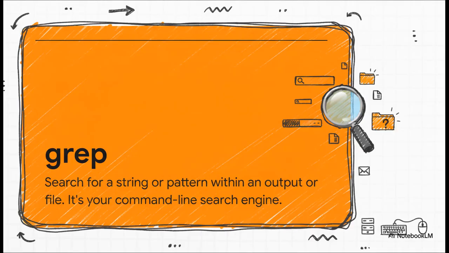Now this next one, this is a real superpower. grep is basically your personal search engine for the command line. You can use it to instantly find any line that has a specific word or pattern, even inside a massive file. No more scrolling forever, grep just finds it for you in a split second. It's a total game changer.